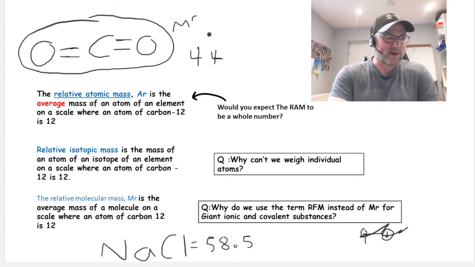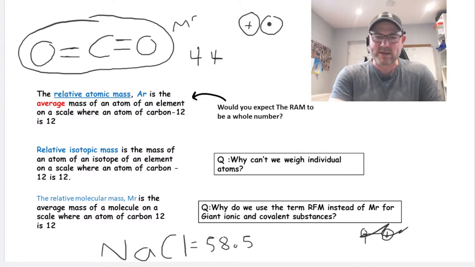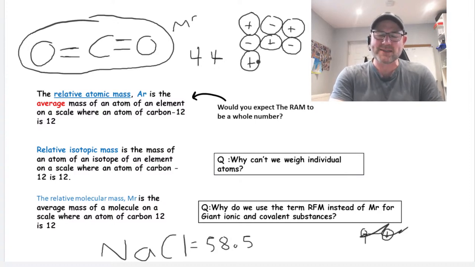So scrap that. Have I got space up here? Just about. So sodium chloride kind of looks like this. This is a terrible drawing of a giant lattice. But it's a giant structure, so they're not going to exist ever on its own like that. So we call it the relative formula mass. It's just a technicality. It's the same thing as MR.